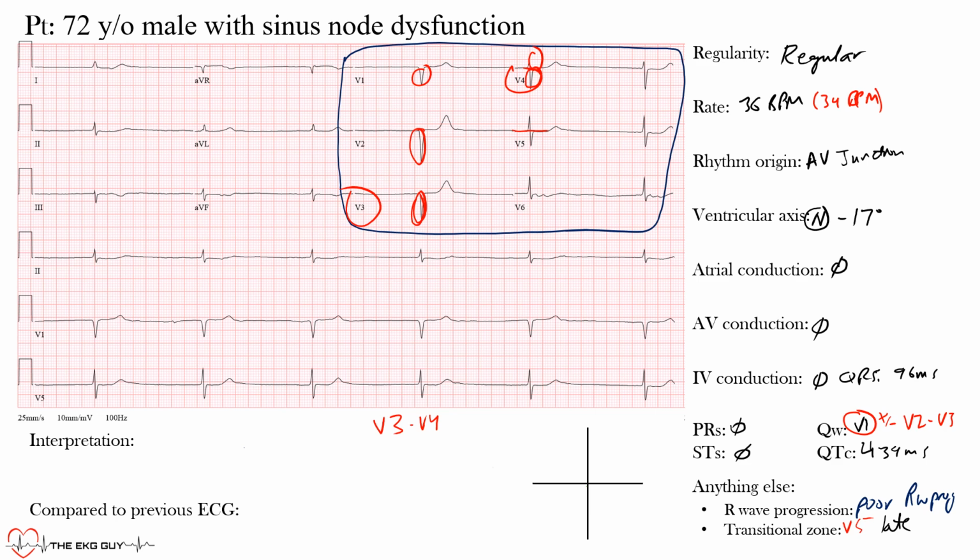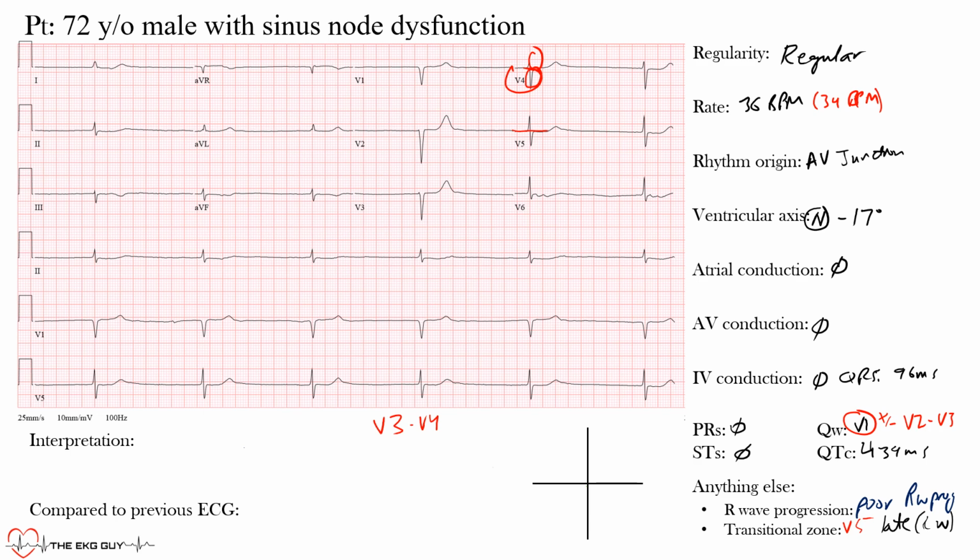Or we call that a clockwise rotation. Clockwise rotation because it's occurring later. Both mean the same thing. And those can both suggest that we have poor anterior forces, and most of it is coming from the left side. So let's review what we have here.